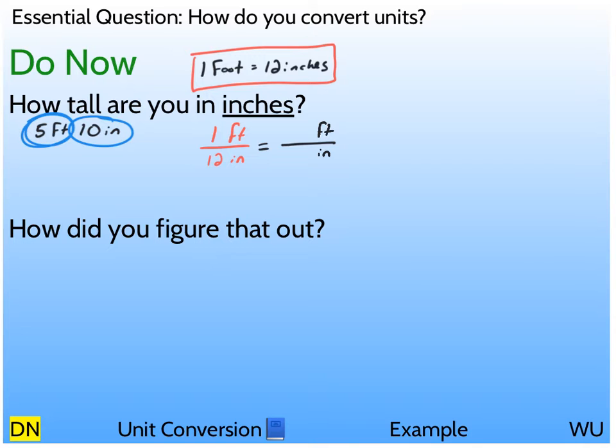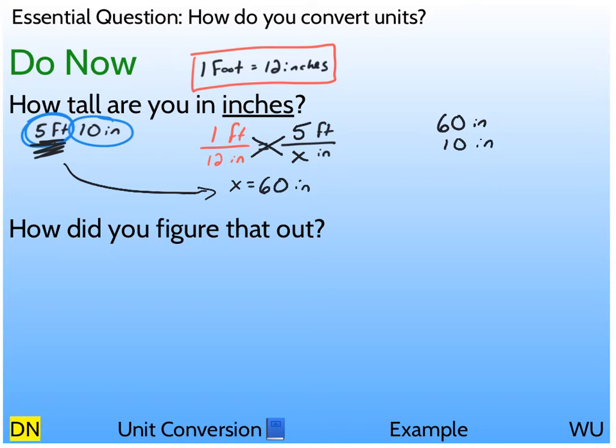So the information we know is we have 5 feet. We're trying to convert that 5 feet into inches, so we don't know how many inches there are. Let's call it x. And now, the way you solve this, super easy, just cross multiply. We have x times 1 is x, and then we have 12 times 5, which is 60. Sometimes there's an extra step where you actually have to solve for x, but in this case, 5 feet just equals 60 inches. So, for the 5 feet, I have 60 inches, plus those extra 10 inches, I am 70 inches tall.